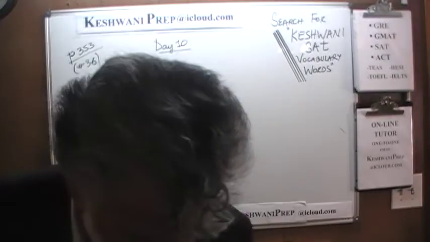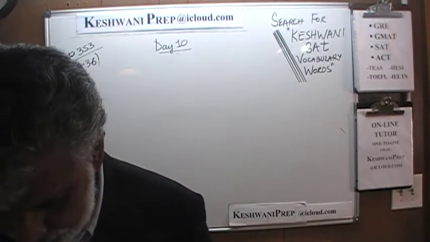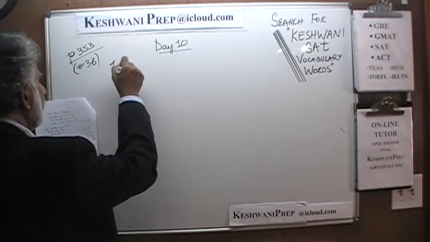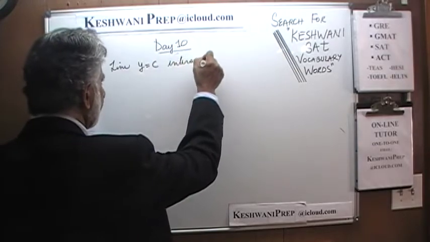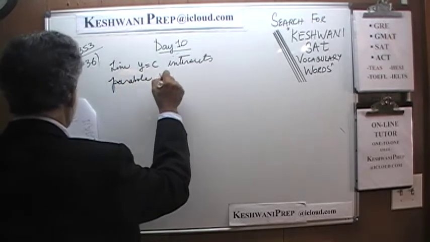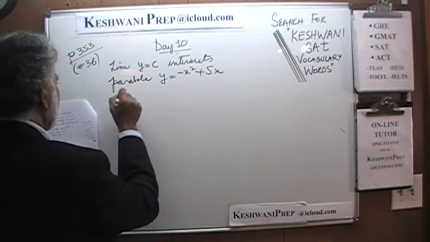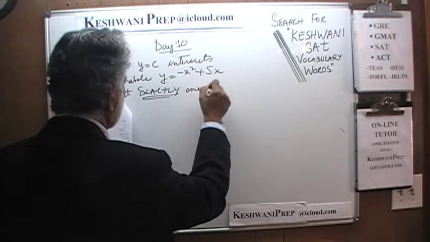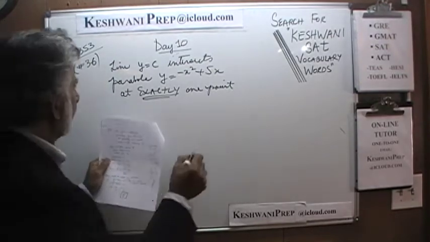Number 36. Next problem on the page. That's an interesting one. It says we have a line whose equation is y is equal to c. And we are told that this line intersects the parabola y is equal to negative x squared plus 5x at exactly one point. The question is, what is the value of c?